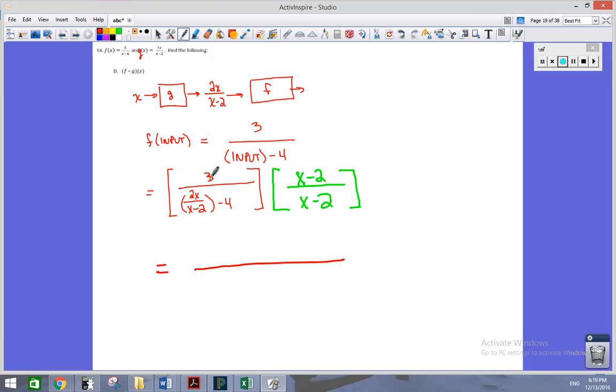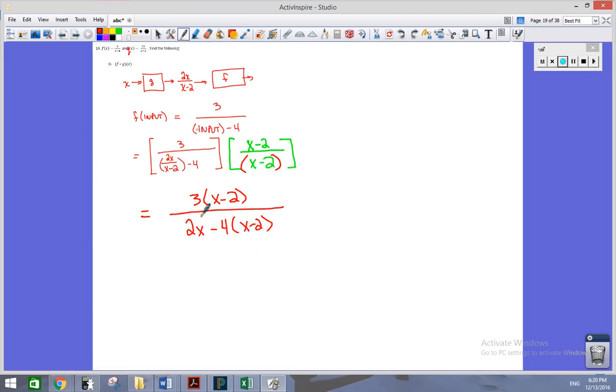In the numerator, it's just 3 times x minus 2. And in the denominator, this x minus 2 gets multiplied by both terms. It distributes over the subtraction. When you multiply it times the first terms, the two x minus 2's cancel each other, and you're just left with 2x. And then in the second term, you don't lose your subtraction, and you have 4 times x minus 2. So they would expect us to clean this up a little bit in the denominator.